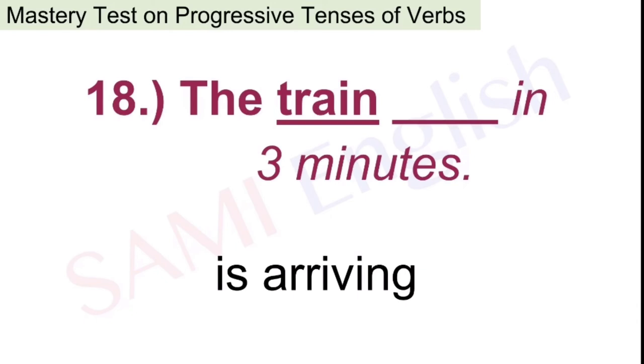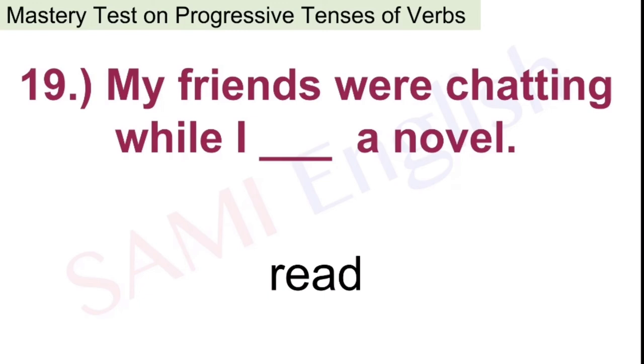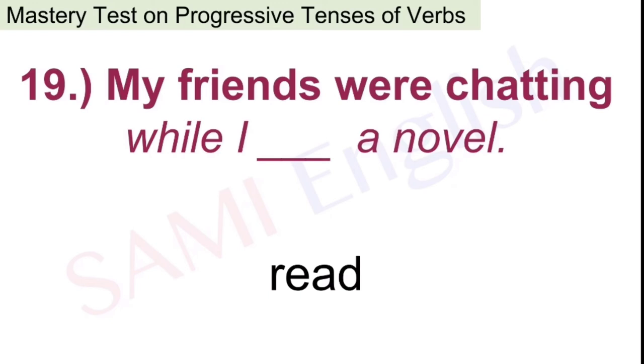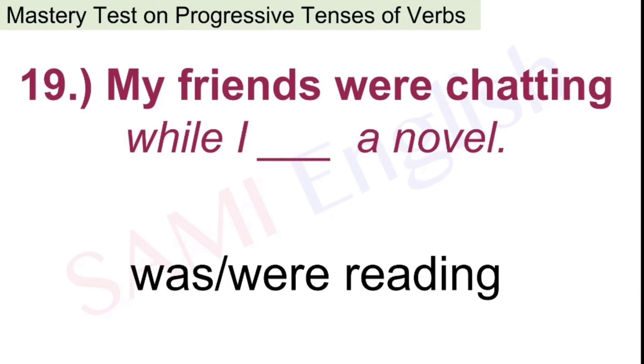Number 19. My friends were chatting while I blank a novel. There are two clauses here, and may conjunction din na while na ginamit. So, ibig sabihin, may dalawang ongoing actions ang nangyayari dito sa sentence na to. Ngayon, ang tanong ay, nangyayari ba ang actions na to at the present time, nangyari in the past, or mangyayari pa lang in the future? So, titingnan lang natin yung given action, okay?